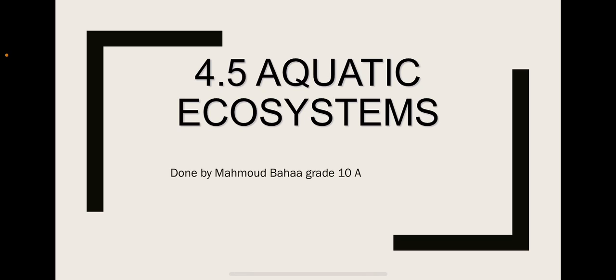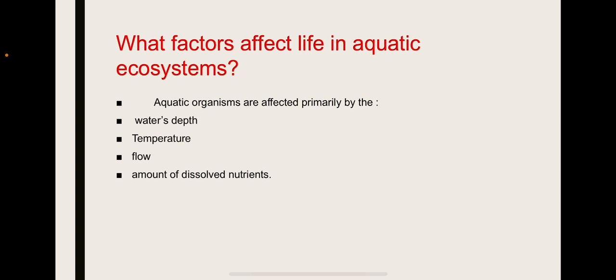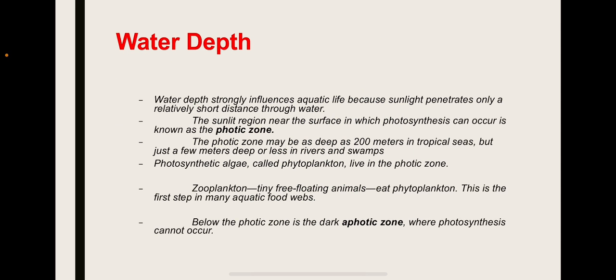I would like today to welcome you in my class 4-5, Aquatic Ecosystem, by Mahmoud Bahaa. What are the factors that affect life in an aquatic ecosystem? Aquatic organisms are affected primarily by water depth, temperature, flow, and the amount of dissolved nutrients. Water depth.